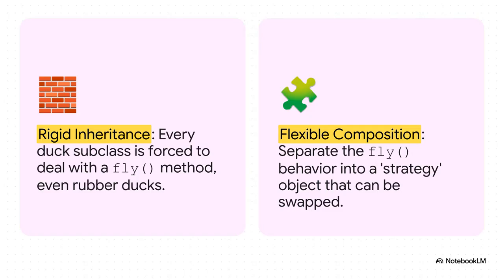Instead of using rigid inheritance, which forces flying behavior on everyone, we use flexible composition. We basically find the part of our object that changes, in this case, the flying behavior, and we pull it out into its own separate family of strategy objects. So now a duck has a flying behavior instead of being a specific kind of flyer. This is a game changer because you can just swap out that behavior whenever you want just by giving it a different strategy object.